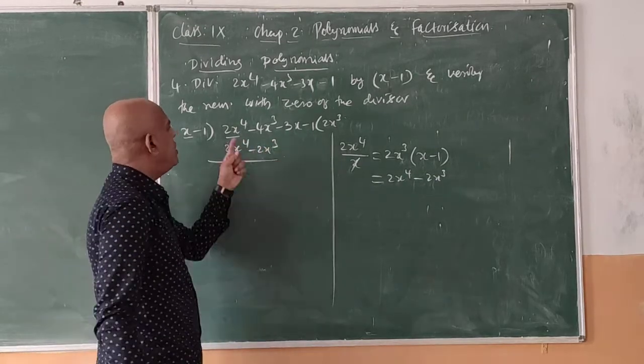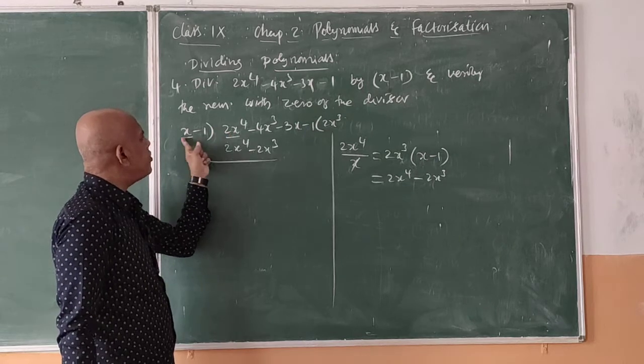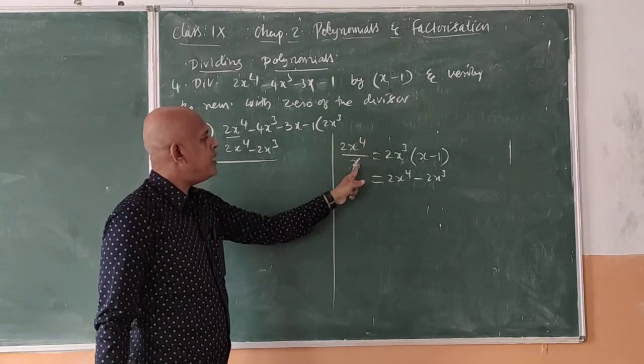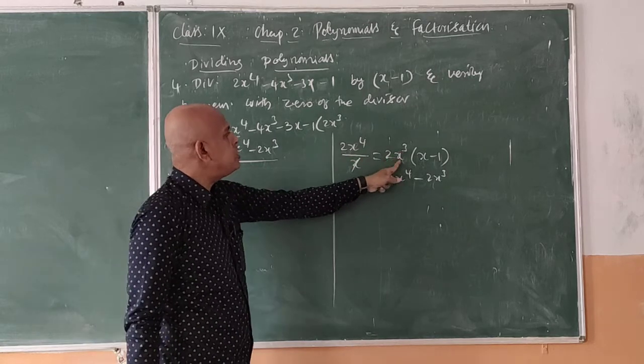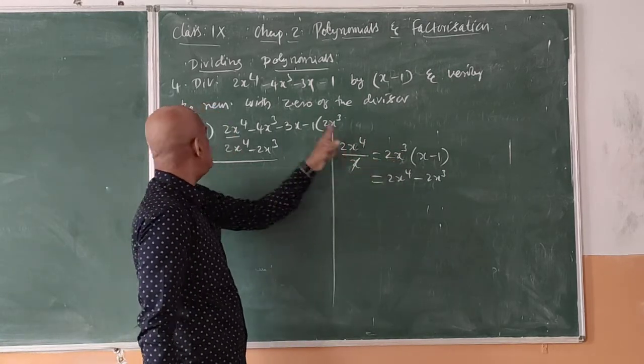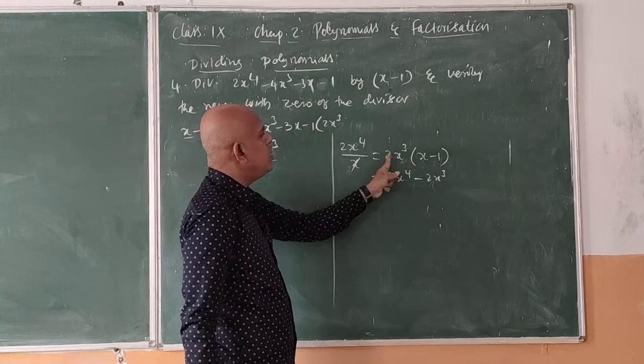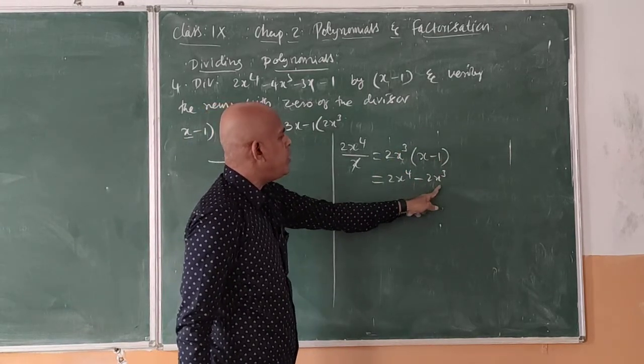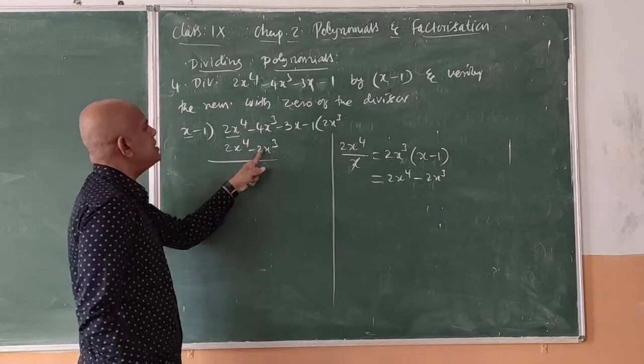I will repeat again. First term by first term. 2x power 4 by x. So here the numeral is as it is. x power 4 by x, 1x gets cancelled, x cube. This should be written in the quotient. This is to be multiplied with the divisor x minus 1. 2x cube into x is 2x power 4. 2x cube into 1 is 2x cube. These two terms you have to write under these two terms.